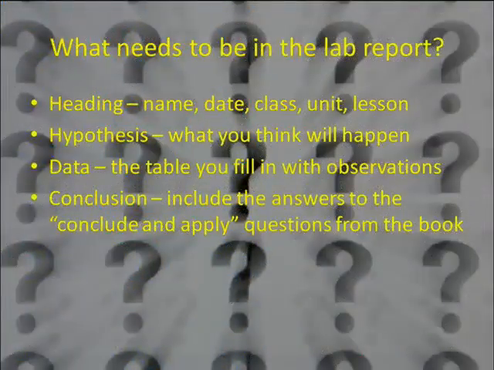After you have completed your entire experiment and collected all of your data, you need to write your lab report. In your lab report, you need to include the following information: your heading, which includes your name, date, class, which is science, the unit and lesson number, a hypothesis about what you thought was going to happen in the experiment, your data, which includes the data table that we made at the beginning of this video, and finally your conclusion. And in the conclusion, be sure to include the conclude and apply questions from the textbook.